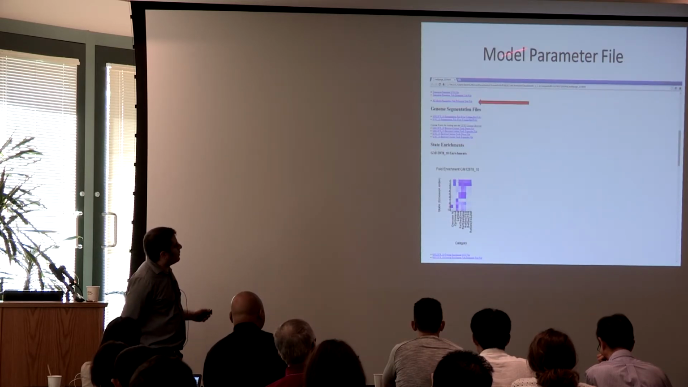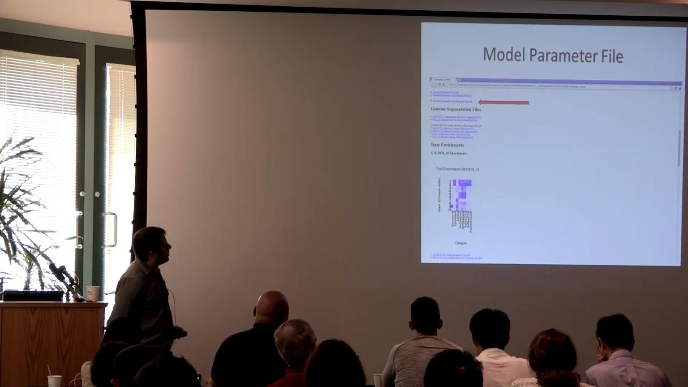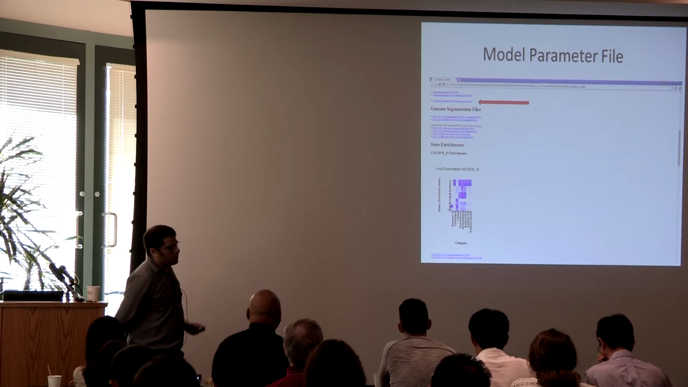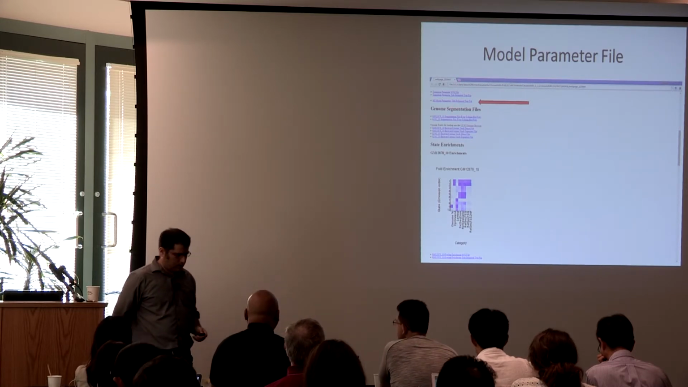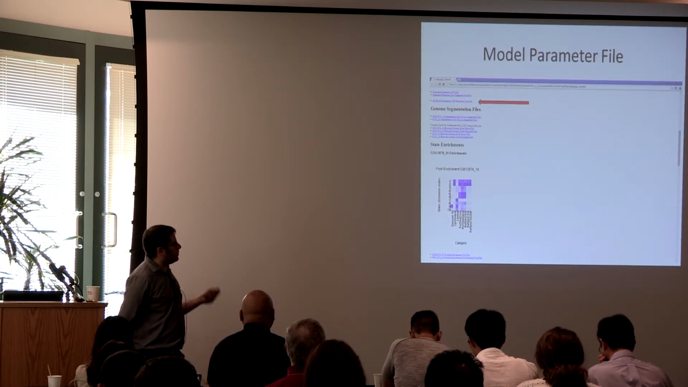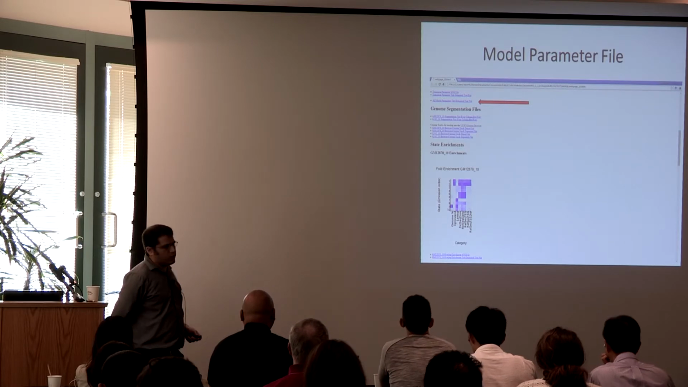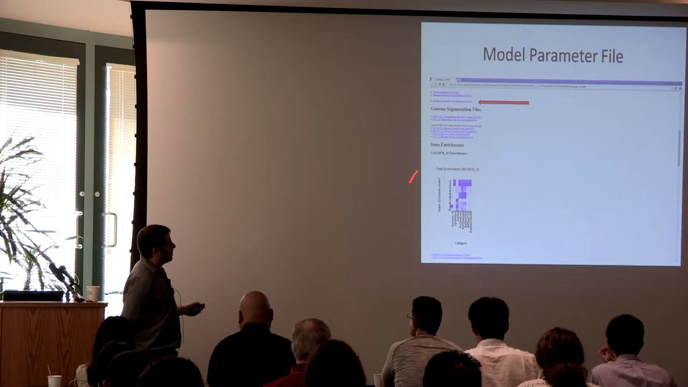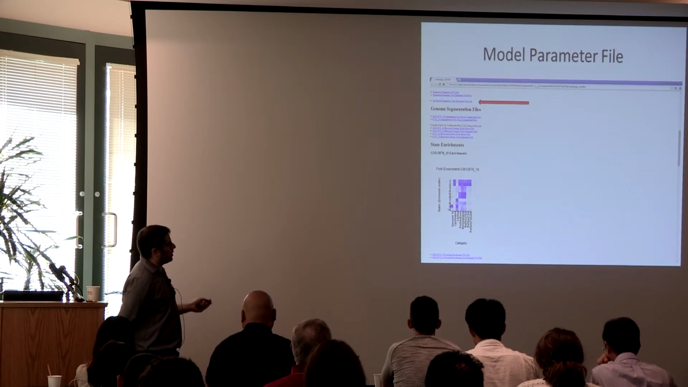And there's also a link here to download the model parameter file. This can be used for other commands later. It's a text file, but it's not necessarily designed for the user to read directly. It's just for ChromHMM to parse if you're going to take this model and apply it later in some ways.